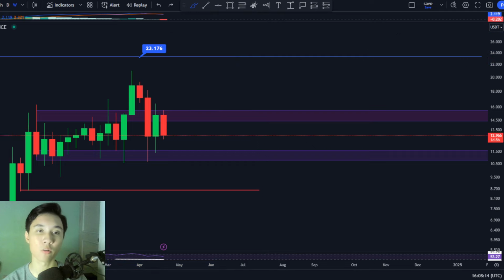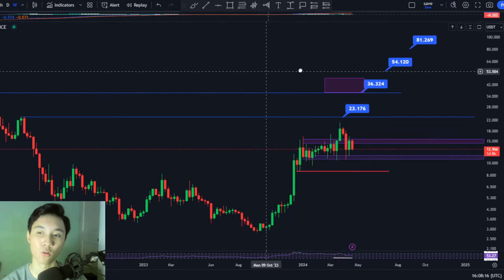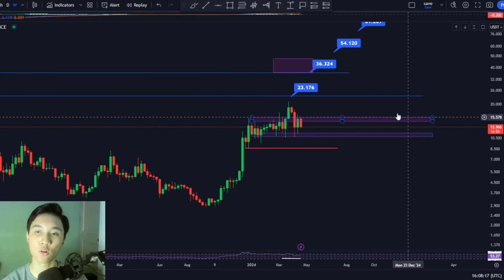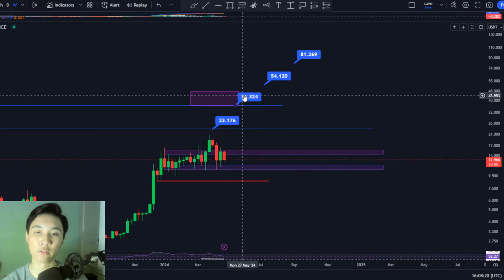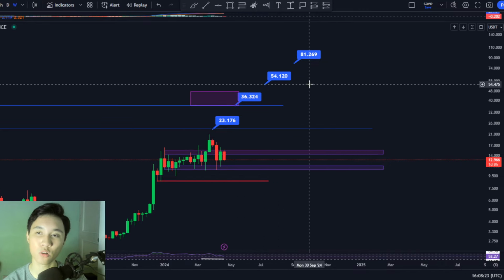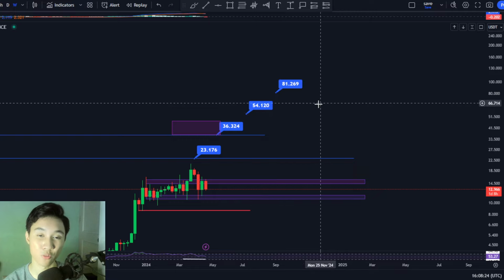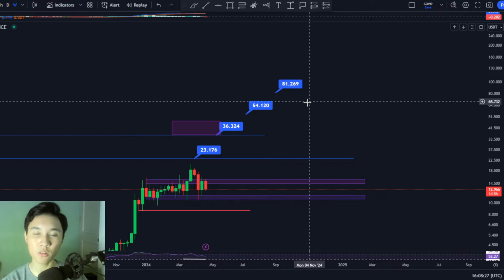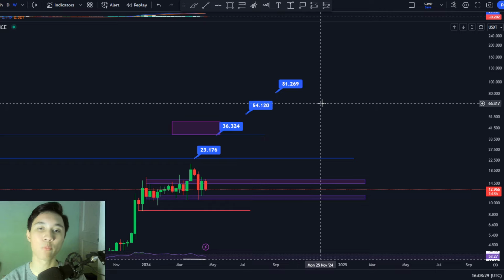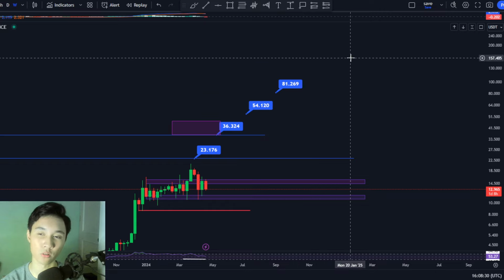And here are the rest of my targets for the long term. After $23, we have $36. And if we break above $36, we have $54 and $81. So these targets are not final yet, and I will be adjusting them respectively as the bull run continues.